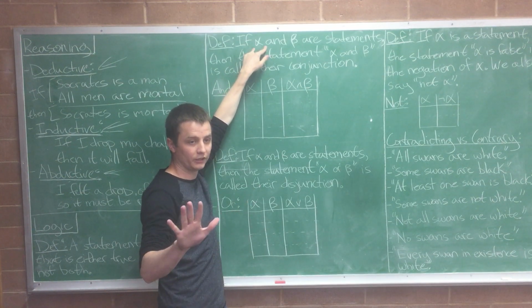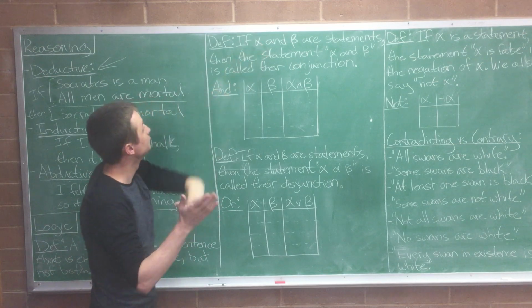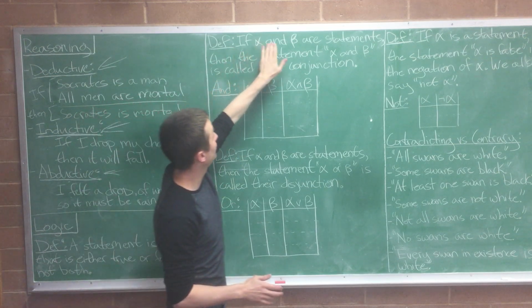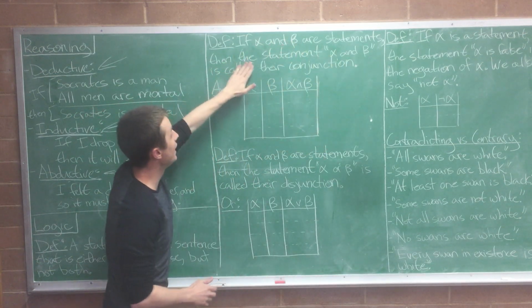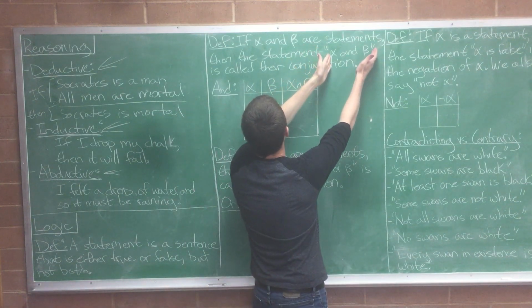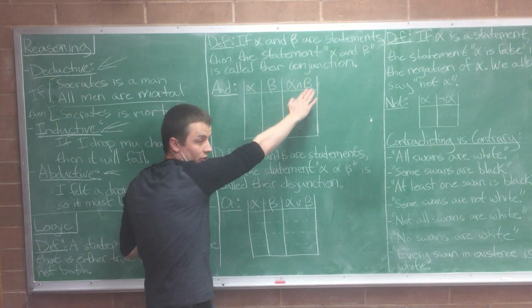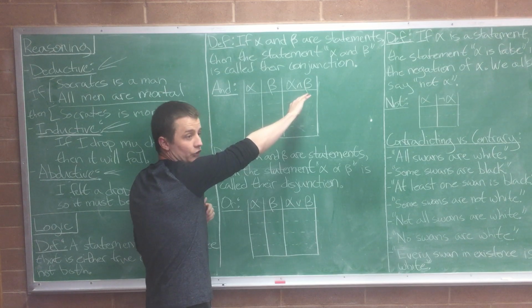Anyone confused by the Greek letters? Okay. So, if alpha and beta are statements, then the statement "alpha and beta" is called their conjunction. Does that definition make sense?